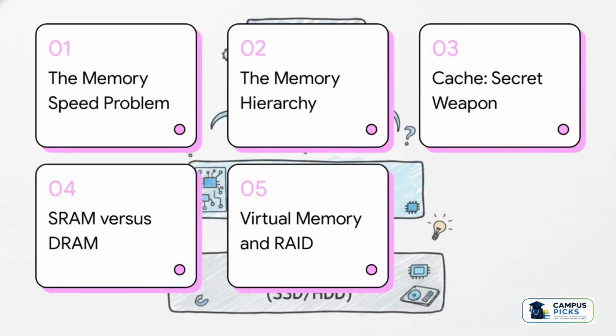We'll start with the memory speed problem. Then we'll move down the memory hierarchy pyramid. After that, we'll uncover the secret weapon that is cache, contrast the physical chips of SRAM and DRAM, and finally, we'll explore the brilliant illusions of virtual memory and RAID. Let's get right into it.